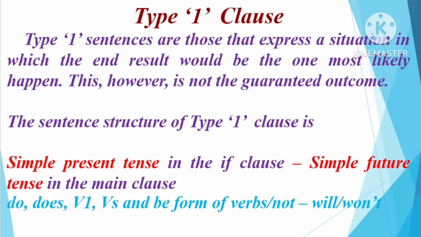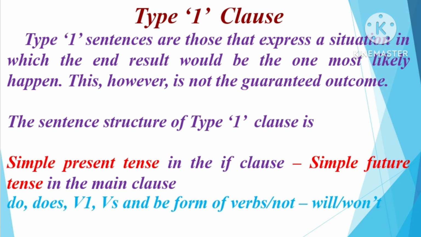The type 1 clause expresses a situation in which the end result is the one most likely to happen. This, however, is not a guaranteed outcome. The sentence structure of the type 1 clause is simple present tense in the if clause and simple future tense in the main clause. How can you identify a simple present tense?